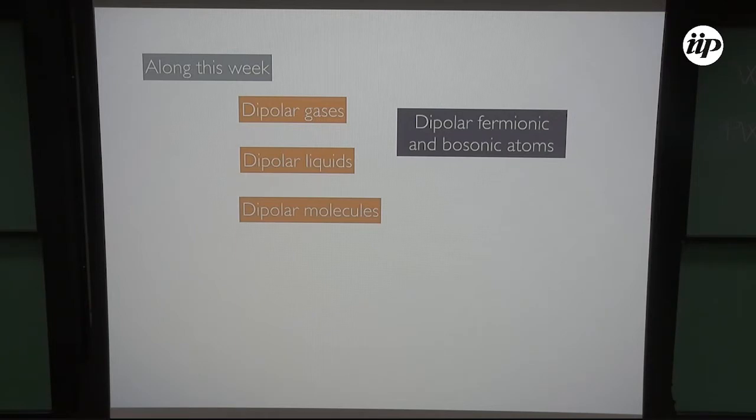So along this week, and also last week, we heard about dipolar gases and dipolar liquid, both from fermionic and bosonic atoms, and also dipolar molecules, but we have not heard a lot about dipolar atoms in optical lattices. And of course, we haven't heard about that because it's very hard to make.